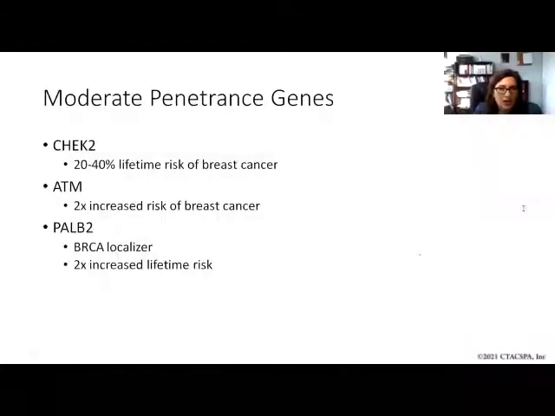And then there's a few moderate penetrance genes that are pretty common. Those we see more frequently. CHEK2, ATM, and PALB2 all go along with about a 2 times increased risk of breast cancer. CHEK2 can go up to 40% lifetime risk. The PALB2, they might ask you what it is. It's a BRCA localizer gene that's mutated, and it goes along with a doubling of the lifetime risk.